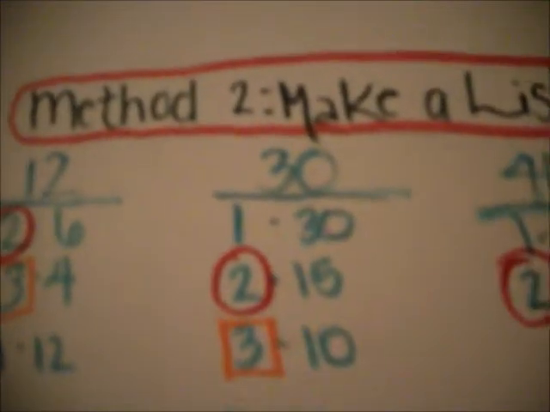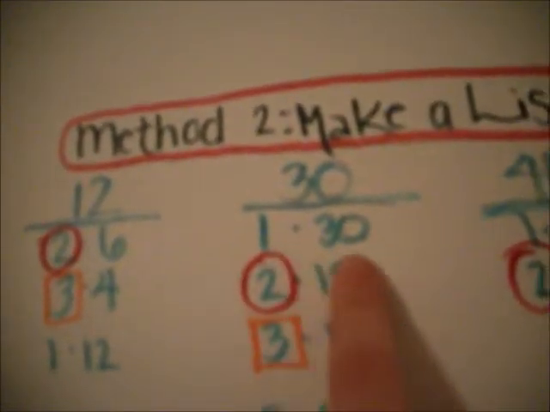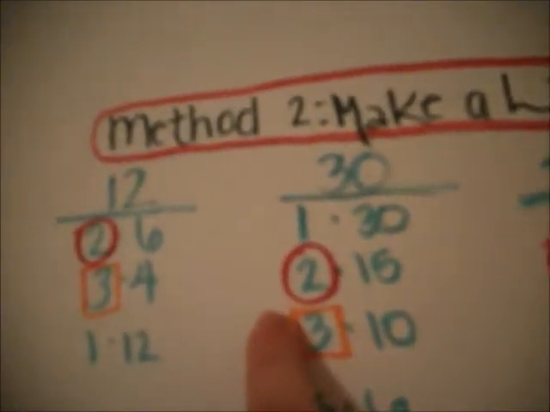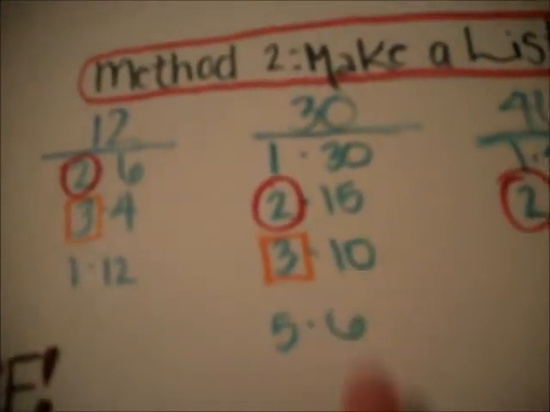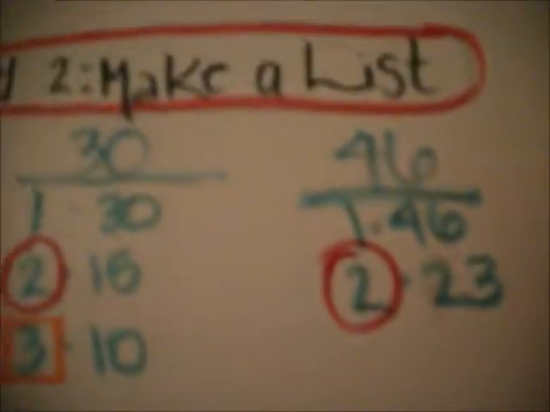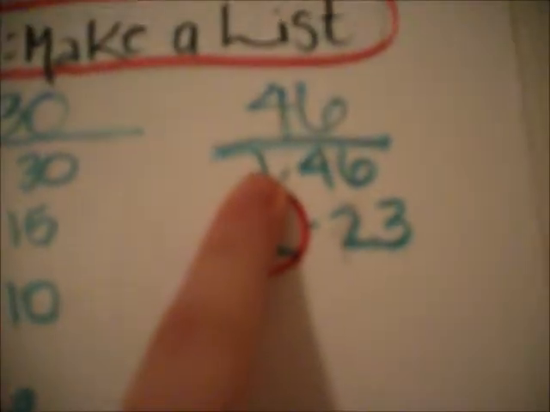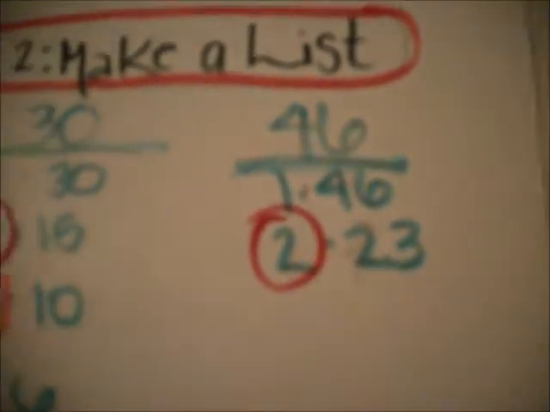Now with the number 30, it can be broken down into 1 multiplied by 30, 2 multiplied by 15, 3 multiplied by 10, and 5 multiplied by 6. And that's basically all you can do. Now with the number 46, it can be broken down into 1 multiplied by 46, and lastly 2 multiplied by 23.